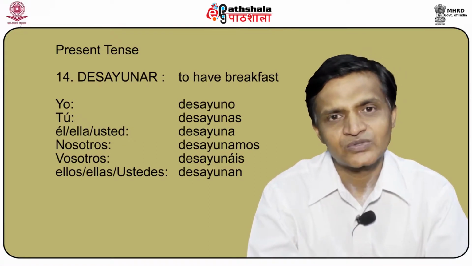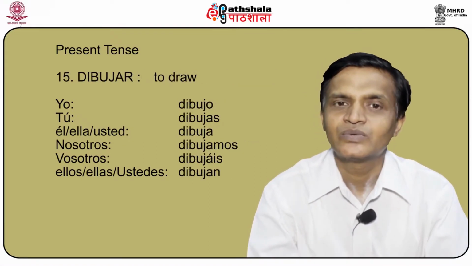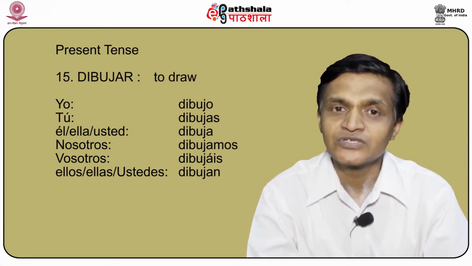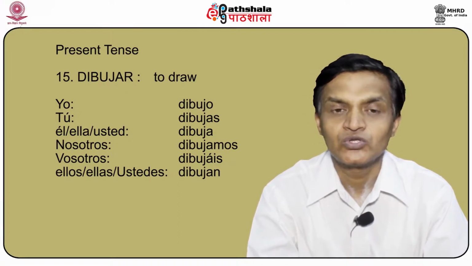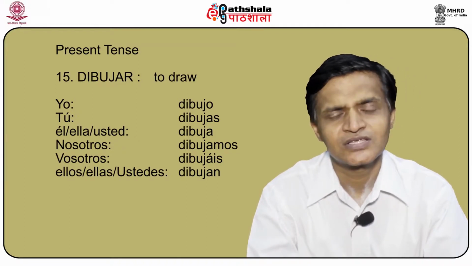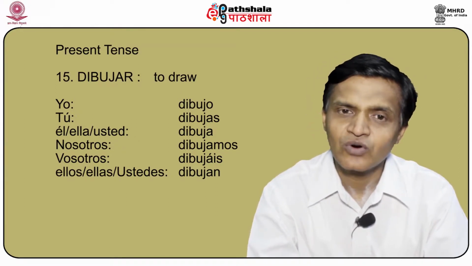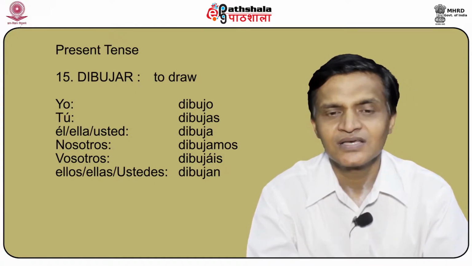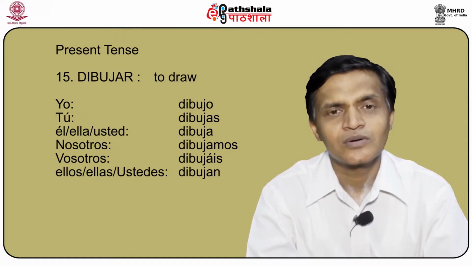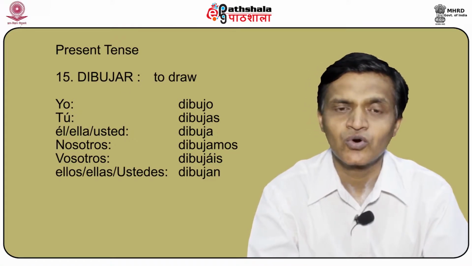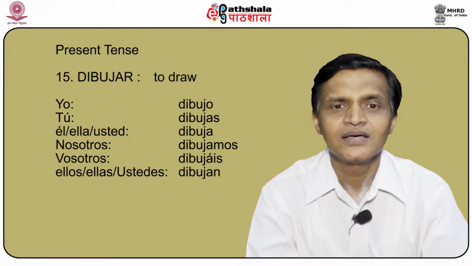Another verb that we would like to talk about today is dibujar, which is an AR ending verb, and it is also a regular verb. Dibujar means to draw. Yo dibujo, tú dibujas, él, ella, usted dibuja, nosotros dibujamos, vosotros, vosotras dibujáis, and ellos, ellas, ustedes dibujan. So the conjugation is dibujo, dibujas, dibuja, dibujamos, dibujáis, and dibujan.